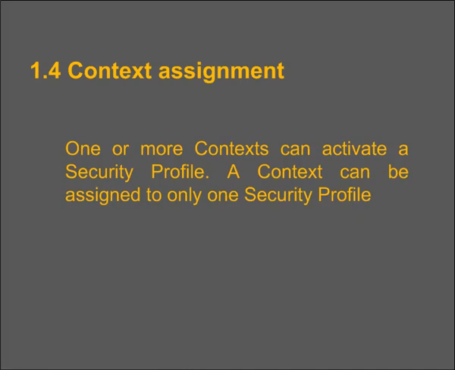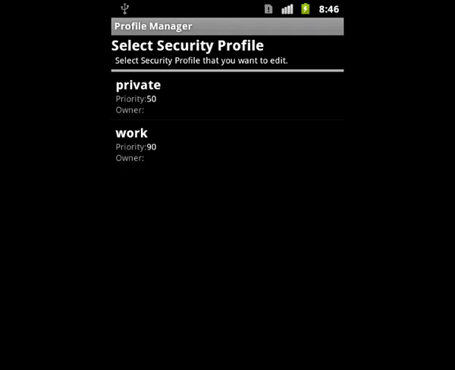Several contexts can be assigned to one security profile. For instance, you can have a context that specifies that your work security profile has to be activated at 9 o'clock for 8 hours. At the same time, work security profile can be also activated if you are on the territory of your company. So, security profile is assigned with context. To create this assignment, you should select Edit Security Profile option on the main screen of Profile Manager application.